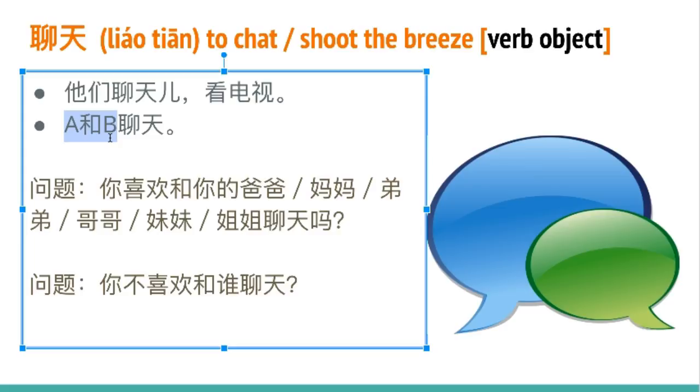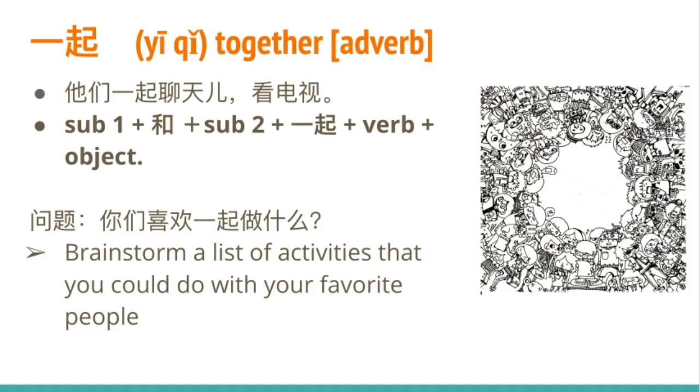It's a contextual language. All right, so if I ask you, for example, 你喜欢和你的爸爸聊天吗? You would respond with the prepositional phrase before the verb. 我喜欢和我的爸爸聊天。你不喜欢和谁聊天？我不喜欢和我的妈妈聊天。Okay, and our last word is an adverb, 一起.